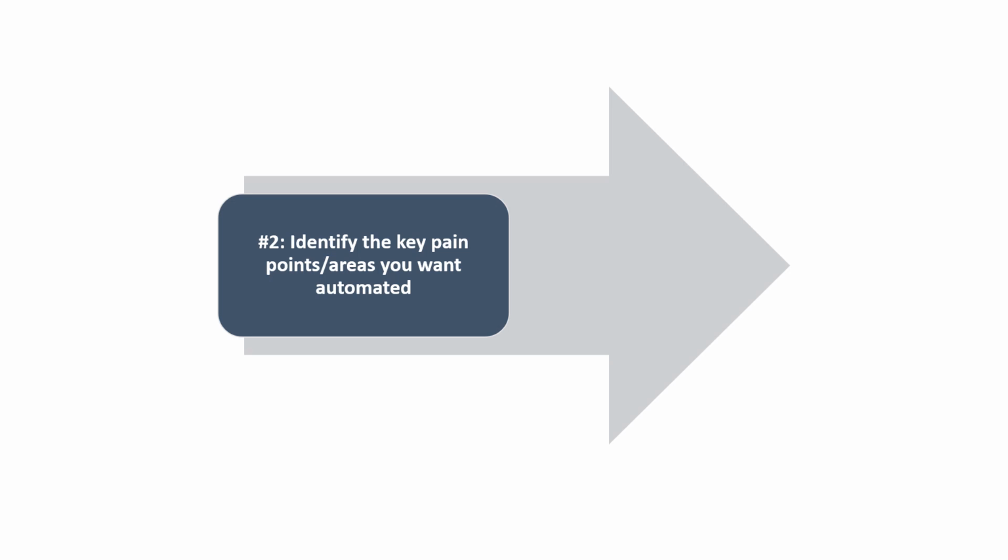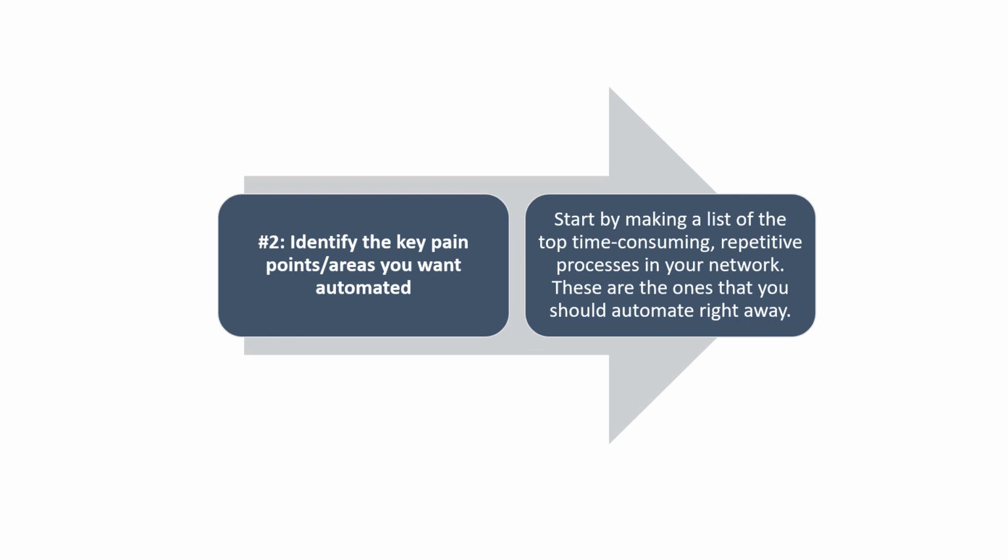The second best practice is to identify the key pain points, that is the areas that you want to automate. That is started by making a list of time consuming areas or repetitive processes in your network. So these are the ones that you should automate the right way. So these should be identified as the second thing.